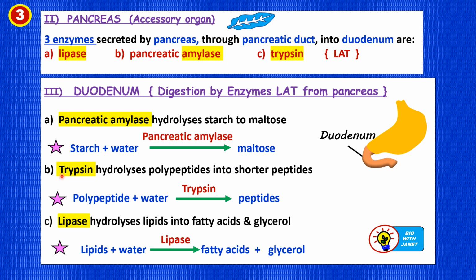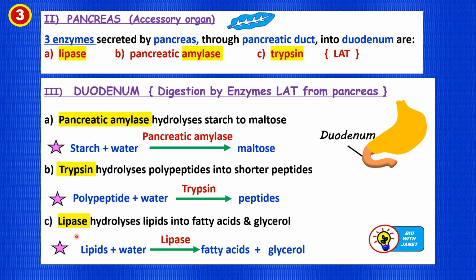So trypsin, on the other hand, hydrolyzes polypeptides into shorter peptides. So the protein molecule is slowly broken up, right? Because it's a complex molecule. So pepsin has already hydrolyzed proteins to polypeptides. Now trypsin hydrolyzes the polypeptides into shorter peptides. Okay, so the equation is polypeptide plus water catalyzed by trypsin. We have the formation of peptides.